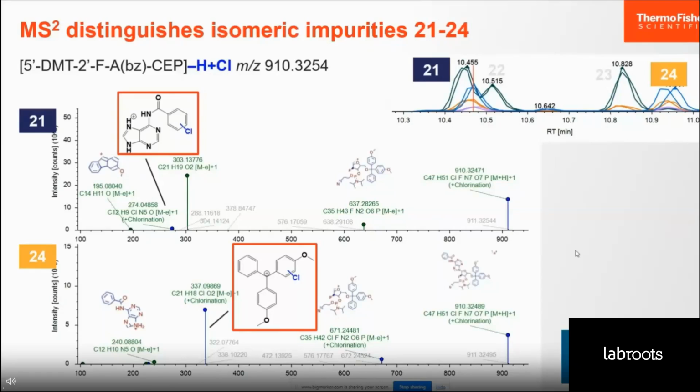Now moving to the peak 24 MS/MS data, we don't see the 303 peak, but we see a 337 peak. So this 337 peak would be for a DMT that has added chlorine somewhere within the ring system. This is a very typical impurity in amidites, and so applying the same technique to the other 910 that we saw.